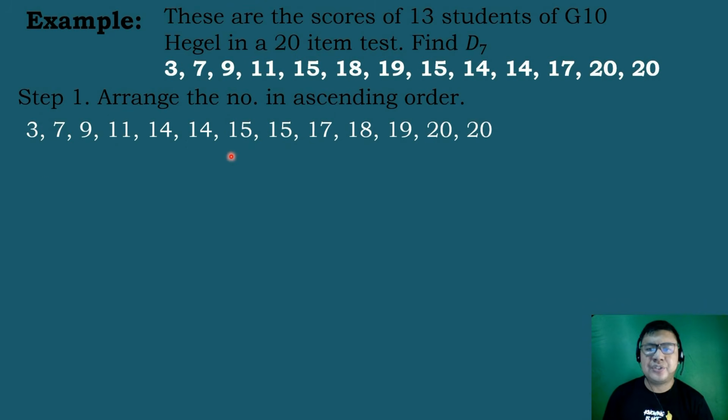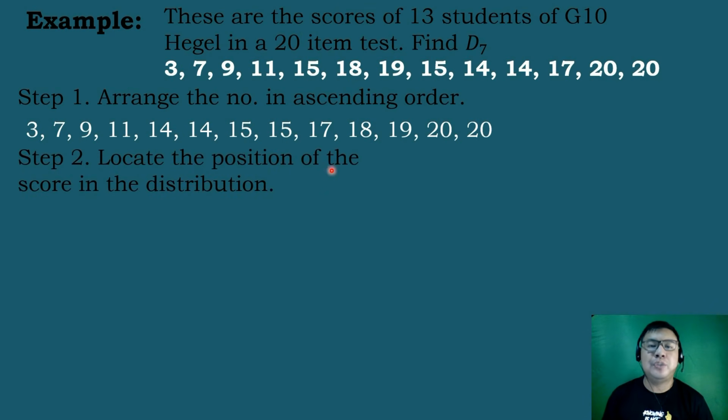After arranging the scores in ascending order, we will now locate the position of the score in the distribution by using the formula of decile. We have decile sub k is equal to k over 10 times the quantity n plus 1.